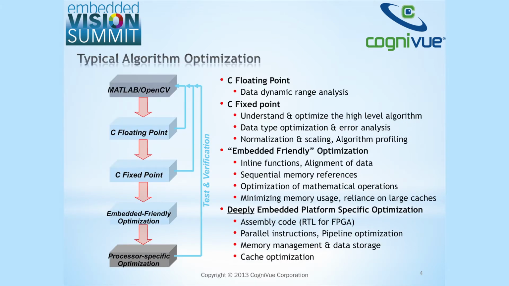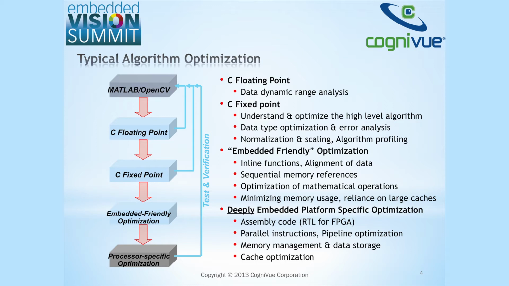A little bit more on the details of the algorithm optimization. So you're usually in floating point, you go to fixed point, there might be some data type optimization. You might be including some algorithm profiling at this stage when you're doing the fixed point conversion. Then you're going to make it embedded friendly, looking at sequential memory references, optimizing the mathematical operations that you're performing, trying to minimize the number of operations you might be doing. Looking at as well how you're using memory, or memory usage. If you have a large reliance on large caches, maybe evaluating that if you're not dealing with a cache architecture or you've got small caches to work with.